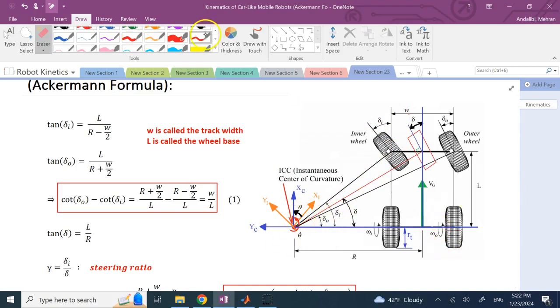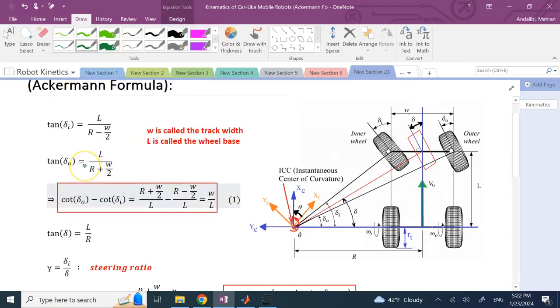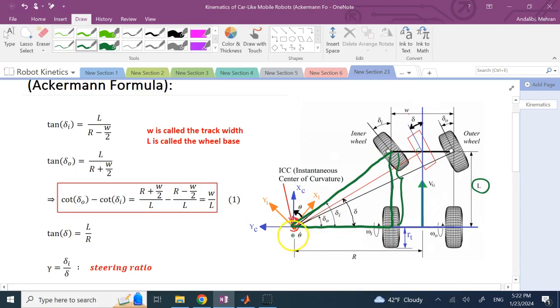Now, how can I calculate delta I? Let me choose a different color here, maybe green. For delta I, you look at this triangle here. If you look at this green triangle and look at the tangent of delta I, it's this side, L, over this side. And what is this side? That is R minus half of W. So that is tangent of delta I.